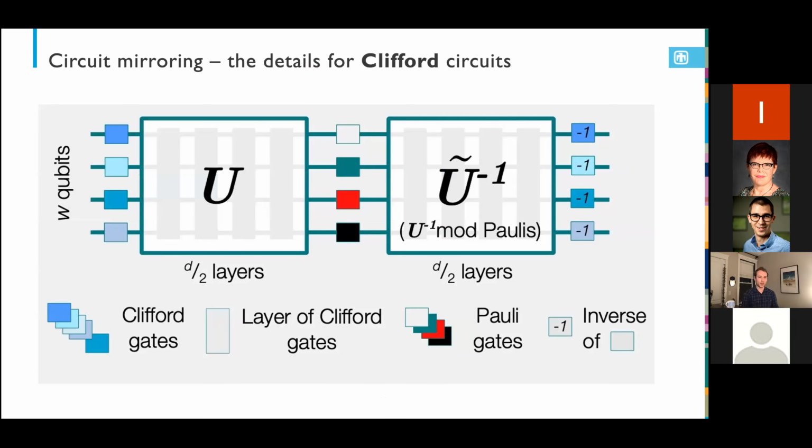So on the previous slide, I didn't actually give you a concrete construction of how to do this. So I'm now going to tell you quickly about the details of how this works for Clifford circuits, because that case is a bit simpler, and because all of the experiments we did only use Clifford circuits, which is what I'm going to be telling you about in the rest of the talk. But this works on more general circuits, including universal gate sets.